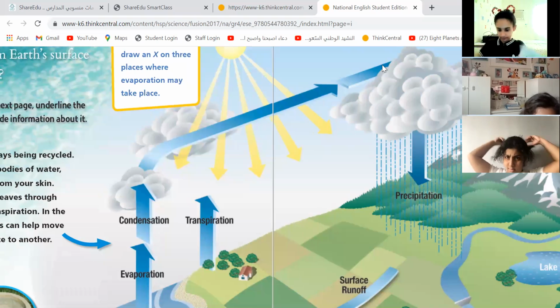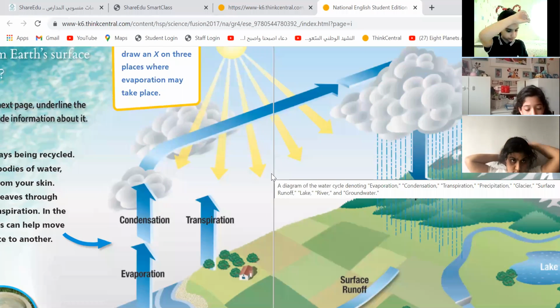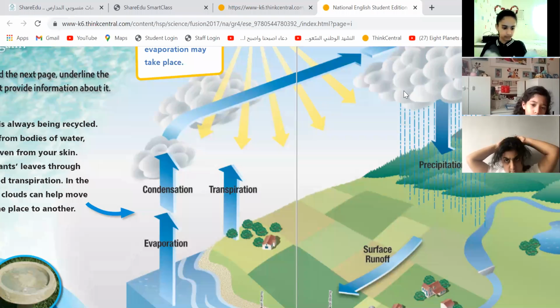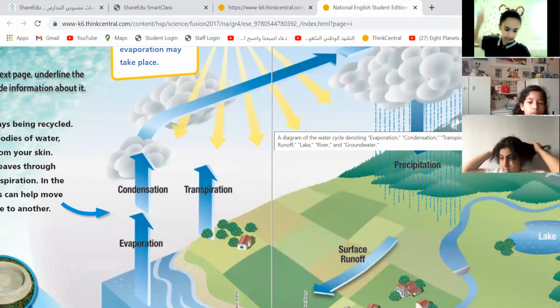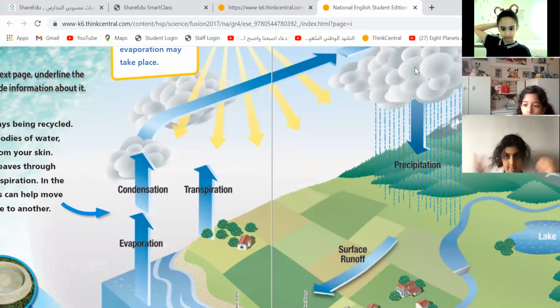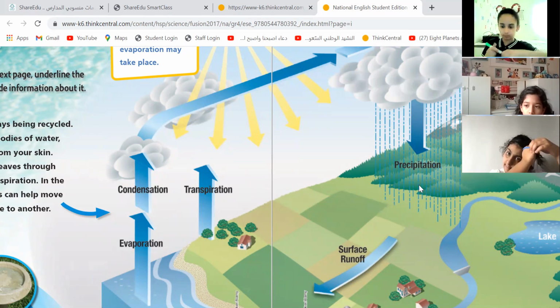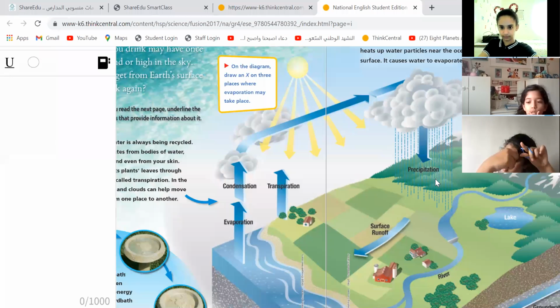Okay, from gas to liquid, which process is it? From gas to liquid. Is it evaporation, condensation, or precipitation? Condensation. Excellent. It's condensation. Very nice.